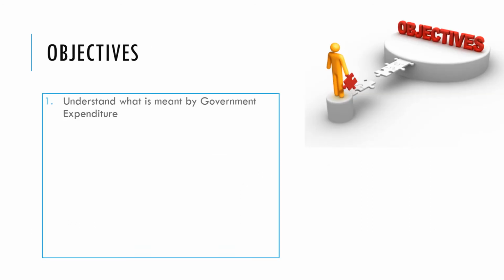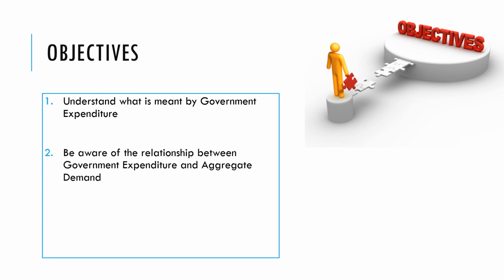So in this video, we've looked at what is meant by government expenditure. We've looked at the relationship between government expenditure, AD, and the circular flow of income. And then finally, we looked at the main influences on government expenditure, which were the trade cycle and the extent of fiscal policy.